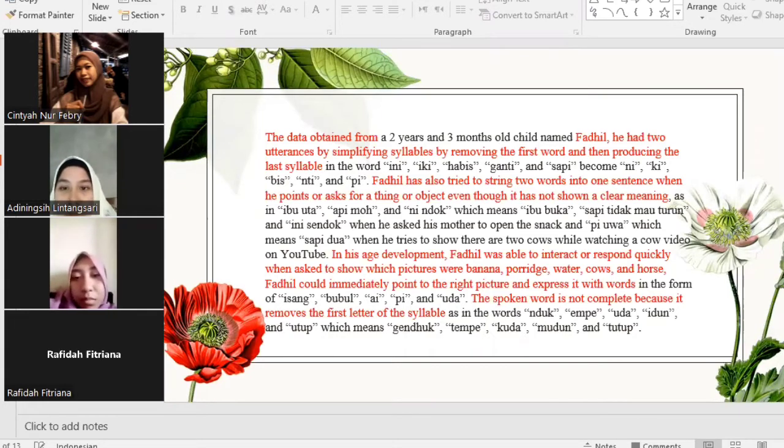The data obtained from Fadil: he had 2 utterances by simplifying syllables, removing the first word and then producing the last syllable. Fadil has also tried to string 2 words into 1 sentence when he points or asks for a thing or object, even though it has not shown a clear meaning. In his age development, Fadil was able to interact or respond quickly when asked to show which pictures were banana, porridge, water, coast, and horse, and Fadil could immediately point to the right picture and express it with words. The spoken word is not complete because it removes the first letter of the syllable. Next slide, please.